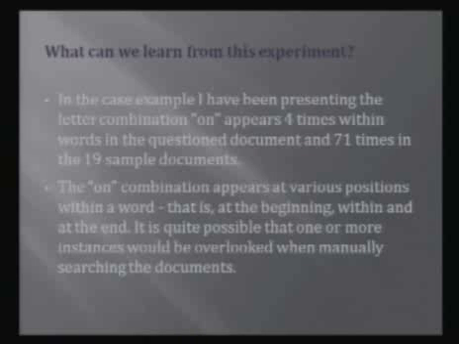In some of the illustrations that I've been showing you of the searches that were conducted, there appears within those particular documents that I was using the word ON, and also it's embedded within words just as a letter combination. It appears 4 times within the words in question and 71 times within the 19 sample documents. So potentially this is an ideal comparison to be doing because 71 instances of ON should allow you to assess the full range of variation with such a high frequency.